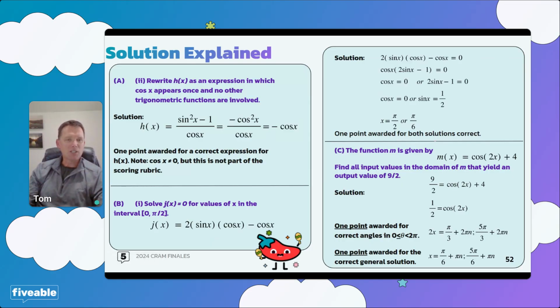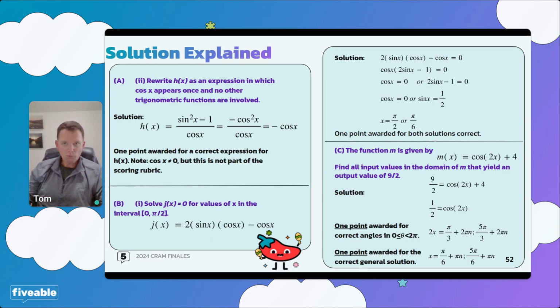Part A asks us to rewrite h of x with only cosine in it. And what you notice is that the first expression on top is one of those Pythagorean identities. So you didn't have to specifically memorize the identity, but you do have to recognize that that's one of them. And then we replace it with negative cosine squared. One of the cosines cancels, and our final answer is minus cosine x. On this particular one, 1 point was given just for the answer. Nothing about domains or any restrictions.